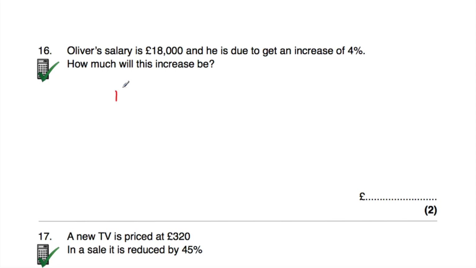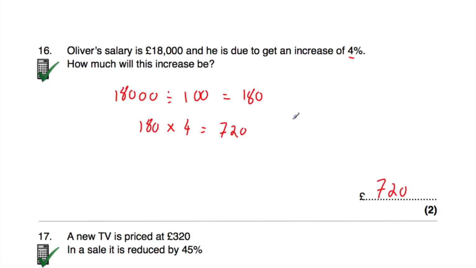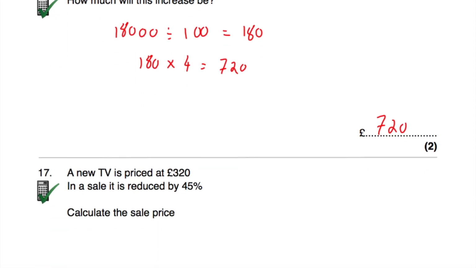So to do that, let's take the 18,000 and divide it by 100 to find 1%. That's going to be equal to 180. And then if we take the 180 and multiply that by 4, then that'll tell us what 4% is. And that will be his increase. So £180 multiplied by 4 is equal to £720. So he's getting a £720 increase. And that's it.